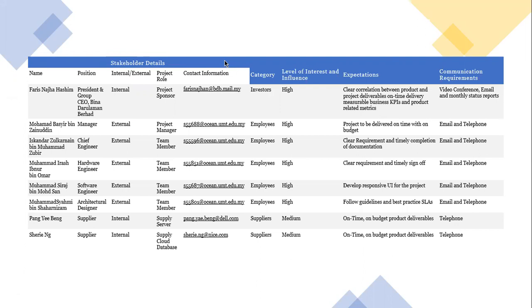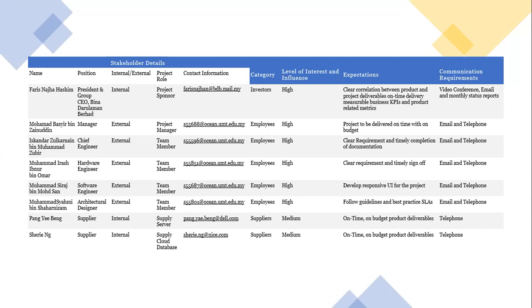Okay, Assalamualaikum Doctor and everyone. So my name is Muhammad Syami bin Shah Nizam and I will continue to explain about the stakeholders table. So as you can see, there are 9 columns starting from the stakeholders detail. There are 4 columns which is name, position, internal and external, project role and contact information. After that, there are category, level of interest, expectation and communication.